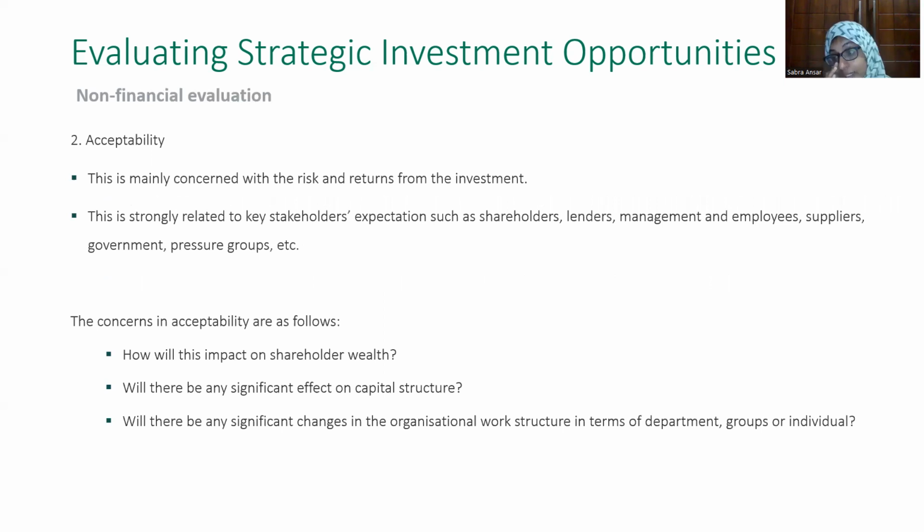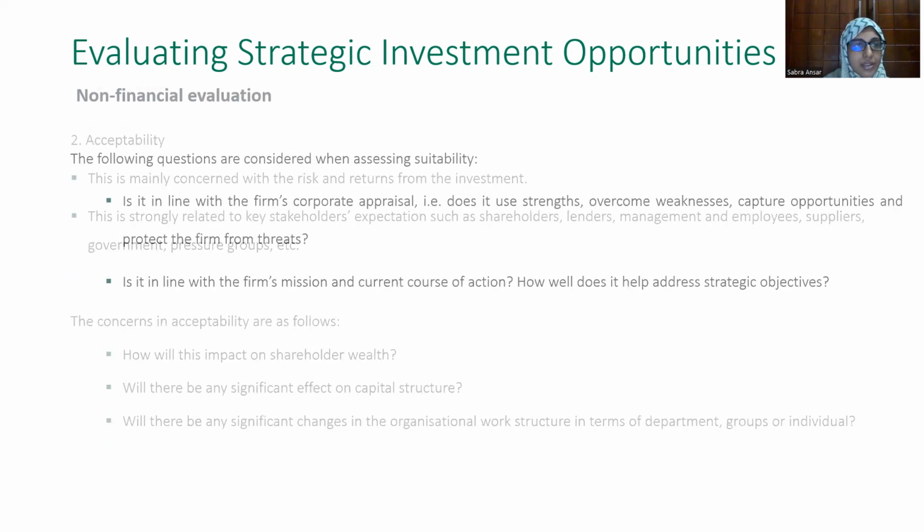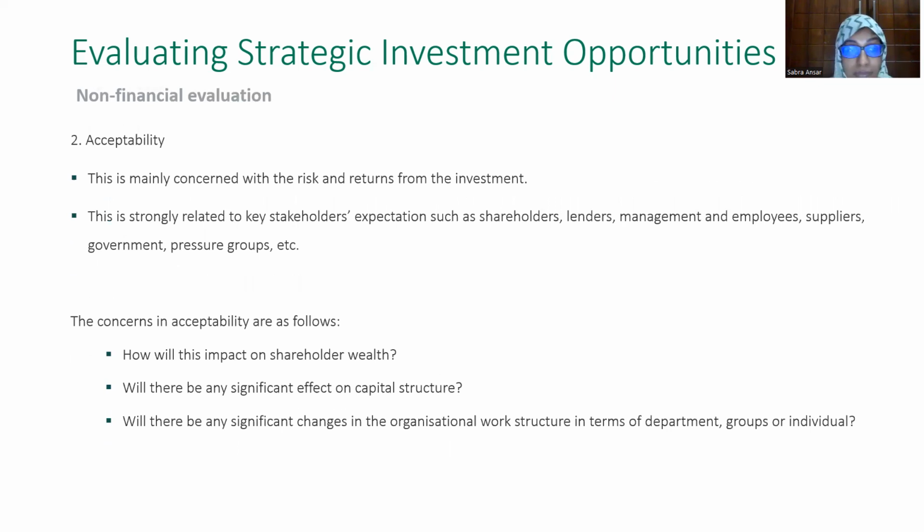So we spoke about suitability. Thereafter, we will be talking about acceptability. What is acceptability? Basically, we will be mainly concerned with the risk and return. The risk and return of the investment will be considered, along with the key stakeholders' expectations, like the shareholders' expectations, the lenders' expectations, the management, and the government. All these will be considered in order to say whether it's in line with the expectations of the stakeholders of the organization.